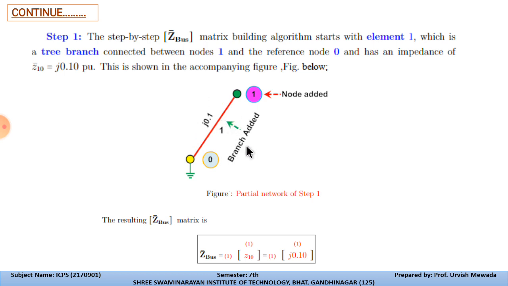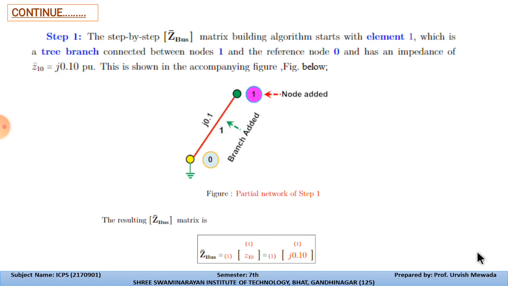This figure shows the branch for which we are finding the Zbus. This is the node added and this is the branch added. So this is the partial network of step 1. If we want to write the Zbus matrix for this, then Z11 is j0.1. So this is the Zbus for this link only.